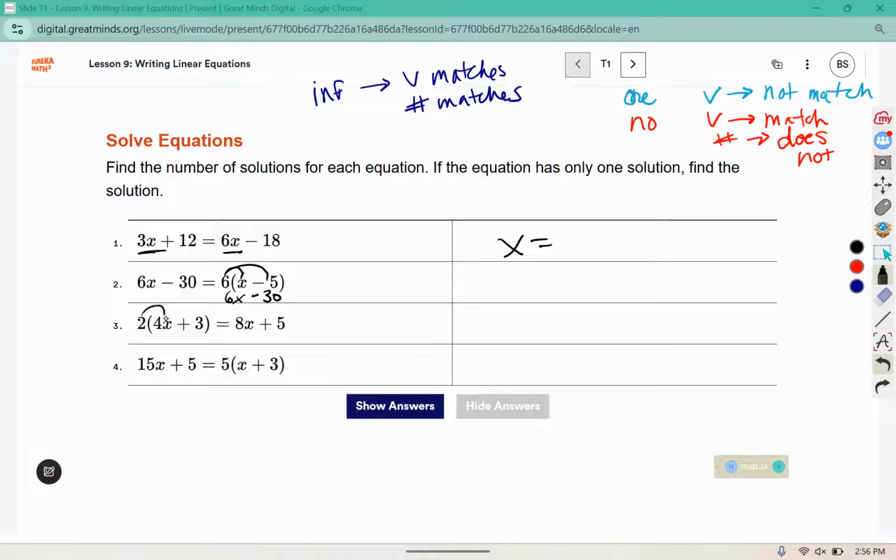This one, 2 times 4x is 8x, and 2 times 3 is 6. Do the variables match? Do the numbers match? This 5 times x is 5x, and 5 times 3 is 15. Here, the variable pieces do not match, so you will need to solve it for x, because it has one solution.